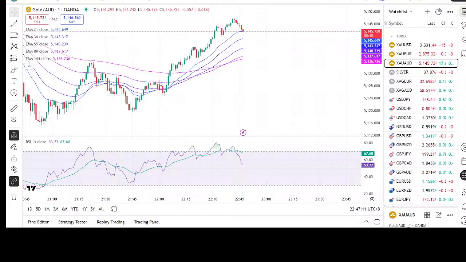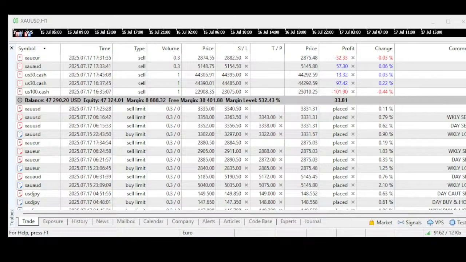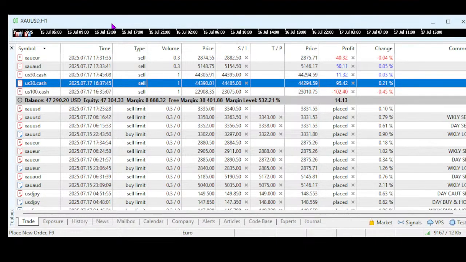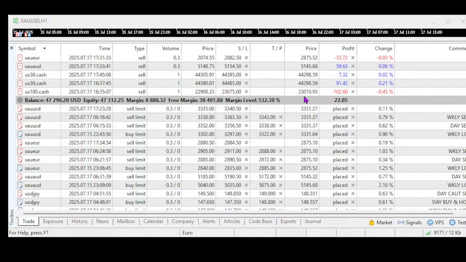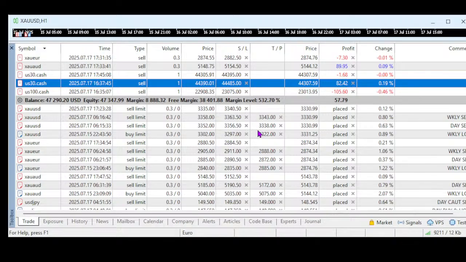So I'm going to go for one more trade. Since the gold Aussie looks like it's going to turn, I'm going to go for a gold Aussie sell at 48 half, and stop at 52 half. $4 risk. Very tight risk.